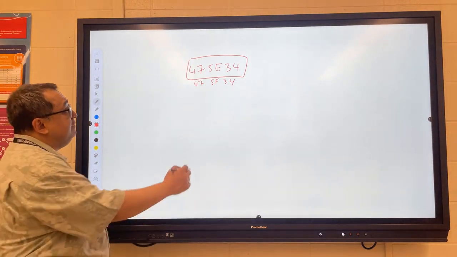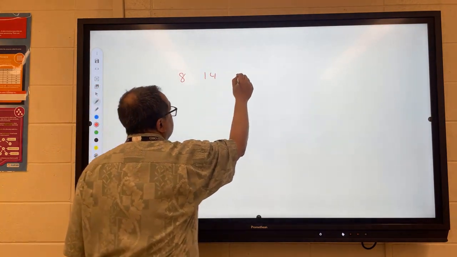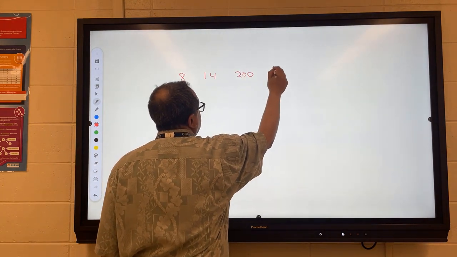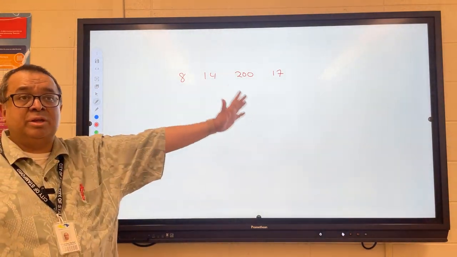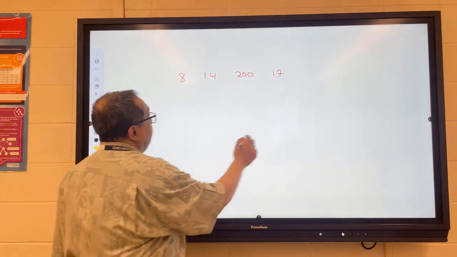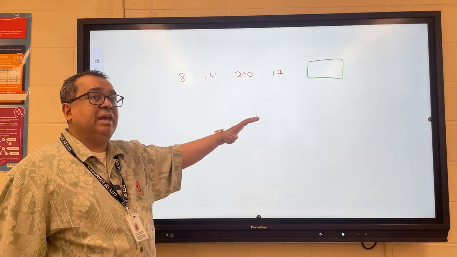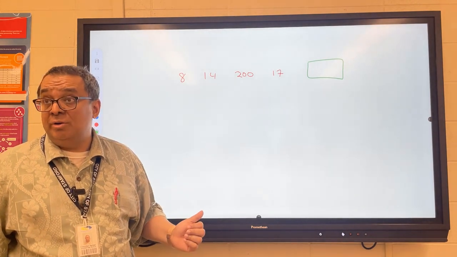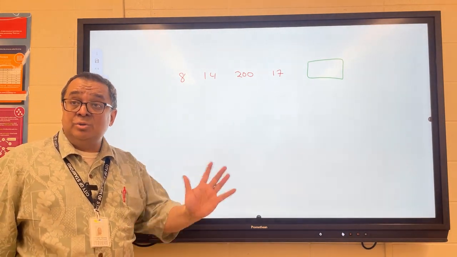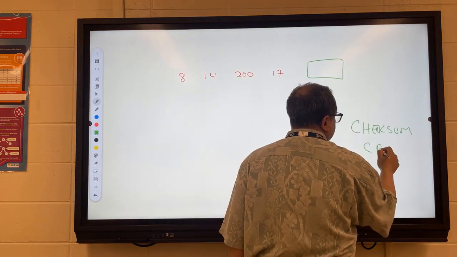So let's say that instead of this example, the transmitter wanted to send this package here: 8, 14, 217. Let's say it wants to send these numbers from one location to another. We want to append another number in this box that's going to help the receiving end figure out if these numbers were the ones originally sent or if an error has occurred. That's what we want to do. And there are two schemes for doing this. One is called the checksum, and the other is called a cyclic redundancy check.